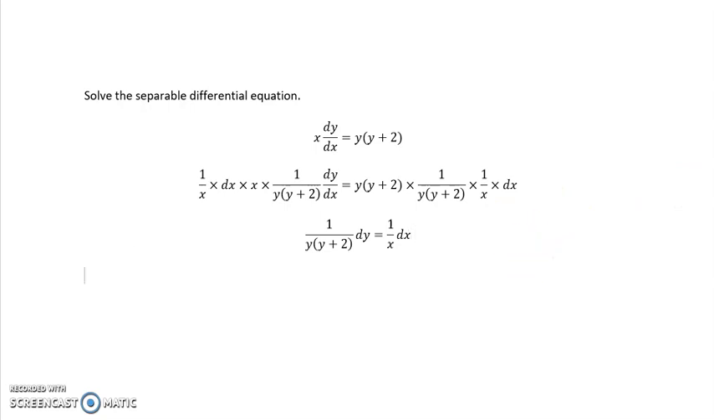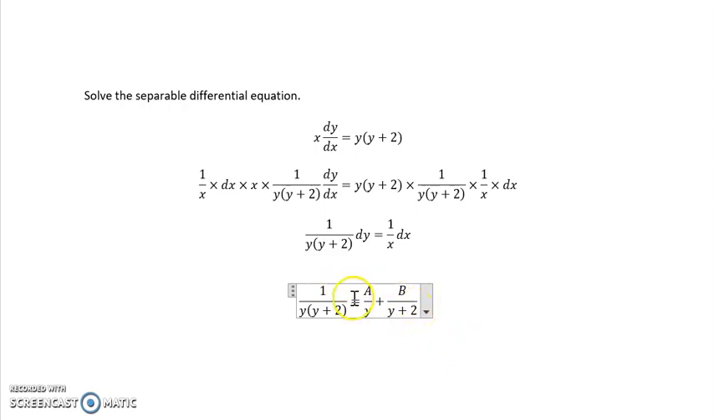Okay, so once we have it in this form, the right side of the equation is easy to integrate, but this side of the equation we have to break up in order to do the integration. And so what we want to be able to do is turn this 1 over y times y plus 2 into some number over y plus some other number over y plus 2. So this is our partial fraction step.